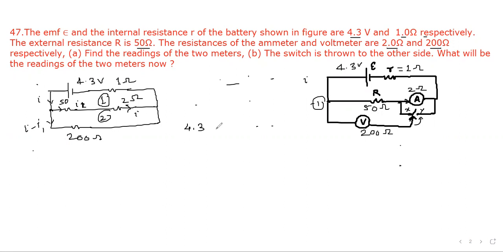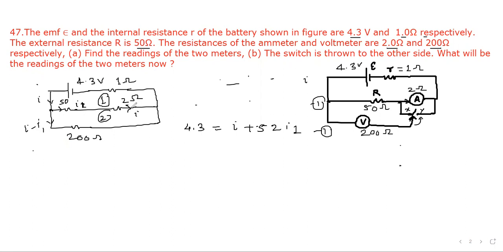4.3 equal to I plus, sorry, not 3, this is 50, so this will become plus 50, 52, 52 I1. So we can write it as I plus 52 I1. Equation number 5. Now we consider the second loop.